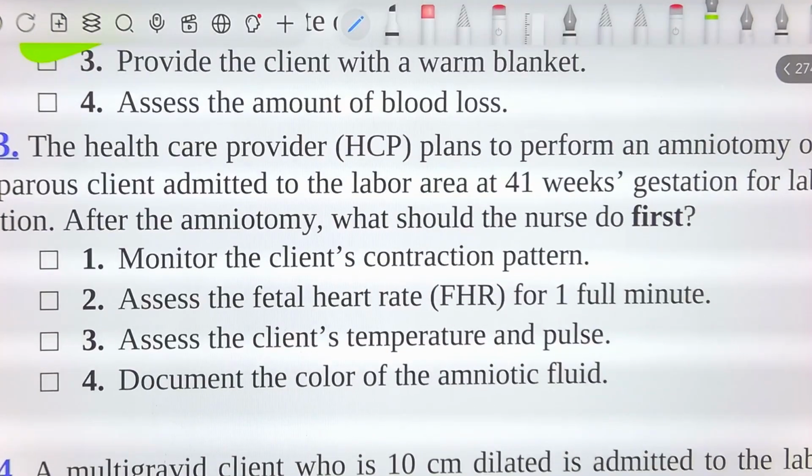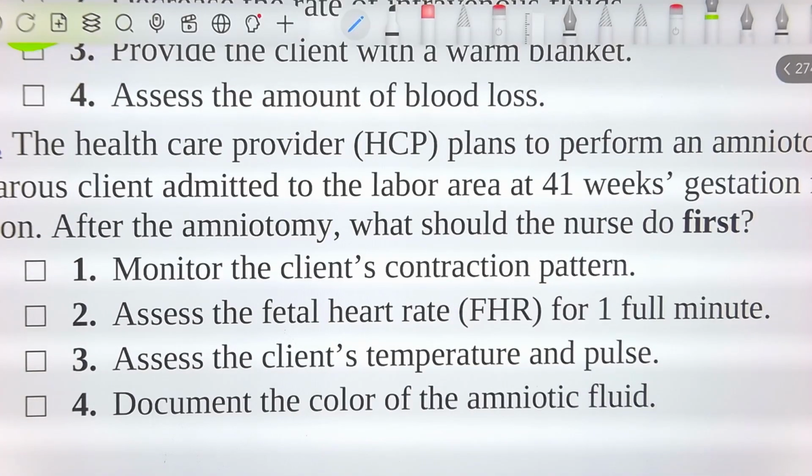Let's read the next one. The HCP plans to perform an amniotomy on a multiparous client admitted to the labor area at 41 weeks of gestation for a labor induction. After the amniotomy, what should the nurse do first? So you have four options on the screen. What can be the right one?